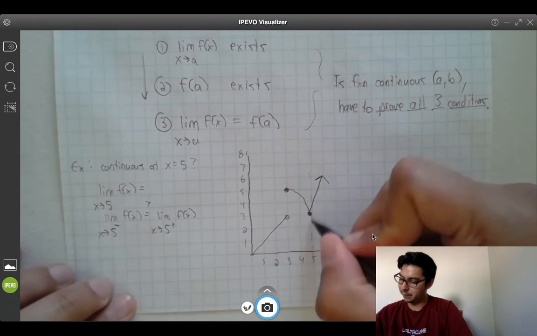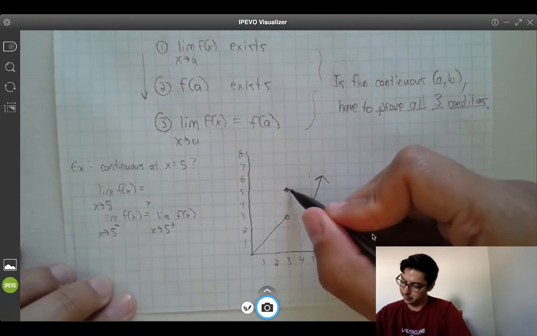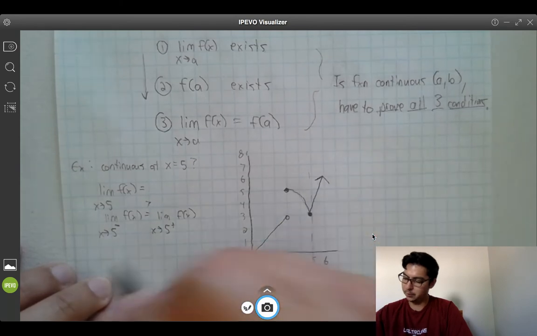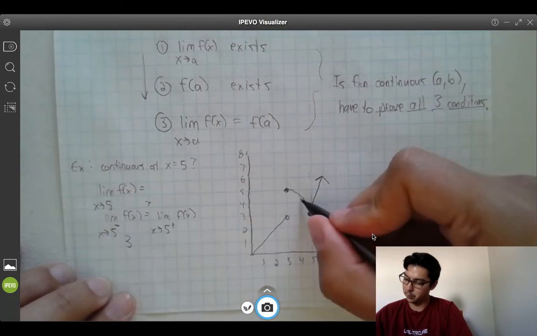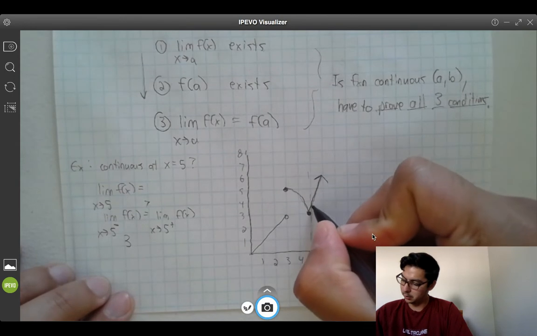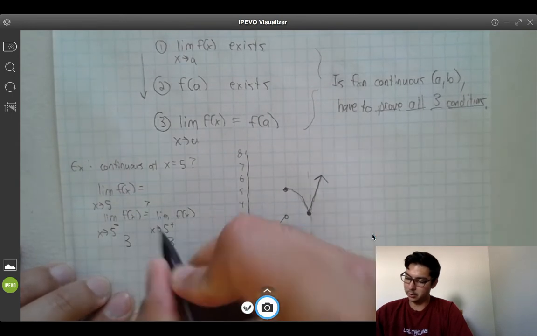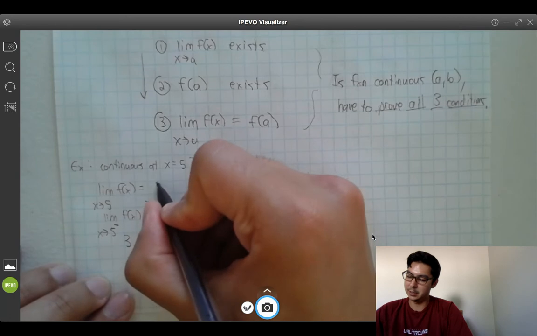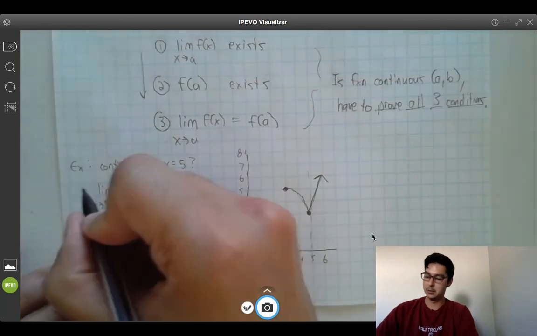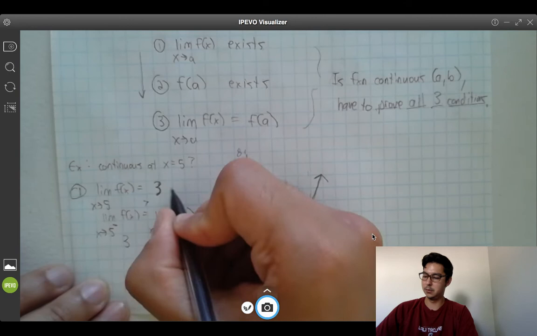As we approach 5 from the left, we're on the curve here, approaching the y value of 3. So as we approach from the left, we're approaching 3. On the right side here, we're approaching 3 as well. So good. The limit as x approaches 5 of f(x) is 3. Okay? The first condition is checked.